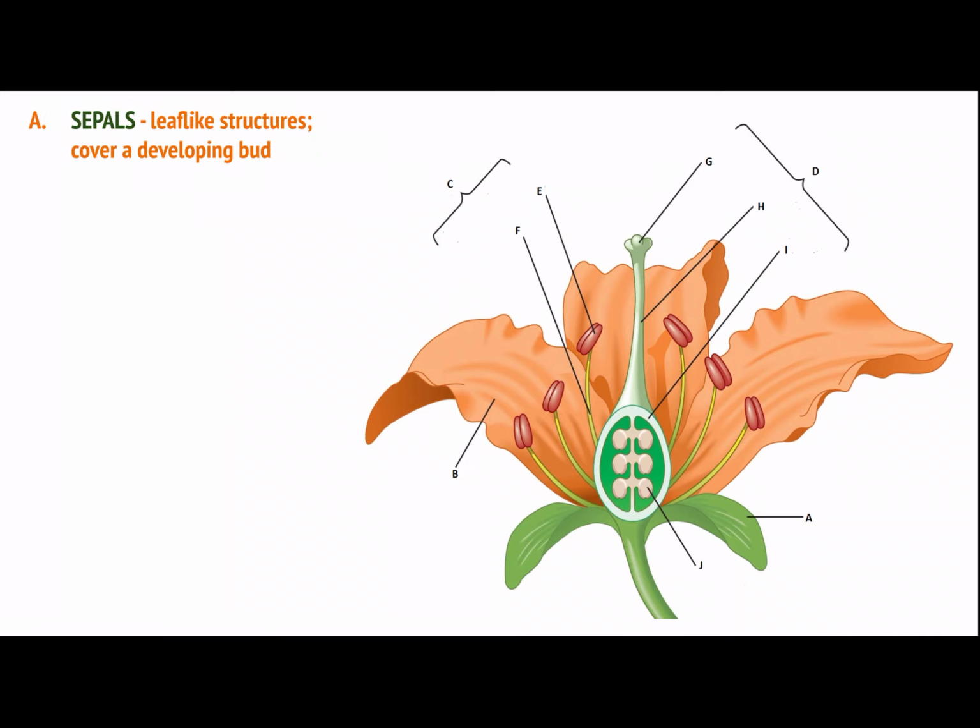The first part that you have labeled is A, and that's on the bottom of the flower there. Those are the sepals. Those are the leaf-like structures that will cover a developing bud. If you've ever seen a flower as it's budding, before the flowers open, you see the buds at the tip of the stems, and they're covered by these leaf-like structures. Those are the sepals. When the flowers are getting ready to open, the sepals will open up first before the petals start to open up. And the sepals actually stay attached to the bottom of the flower, so they're there kind of as a base for the flower once it opens up.